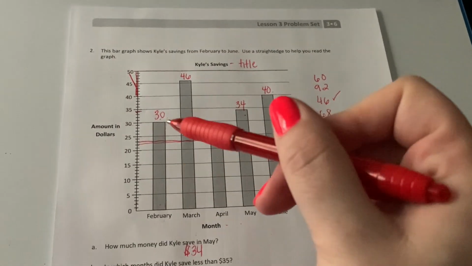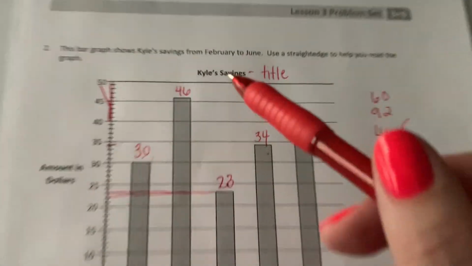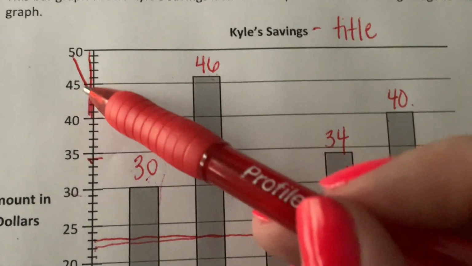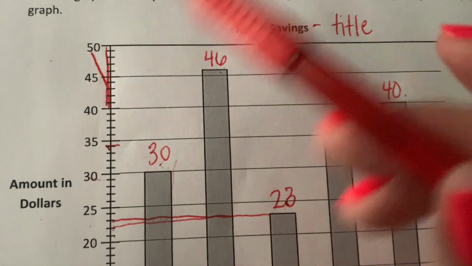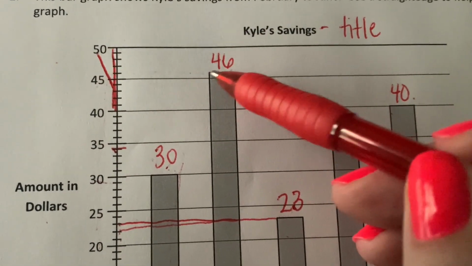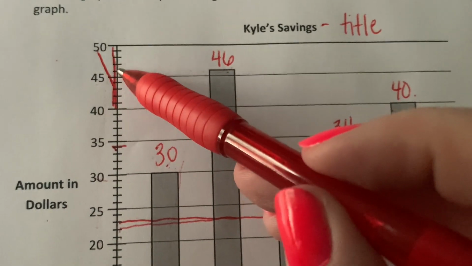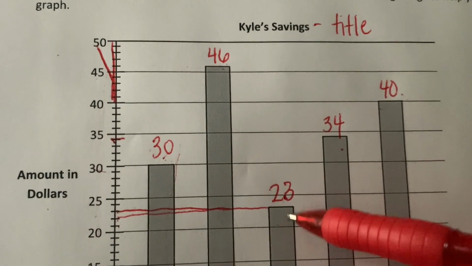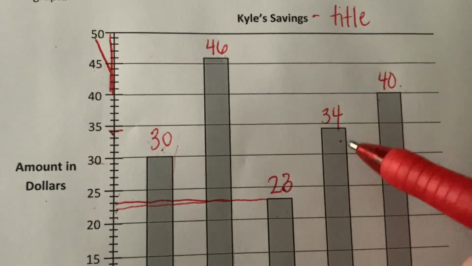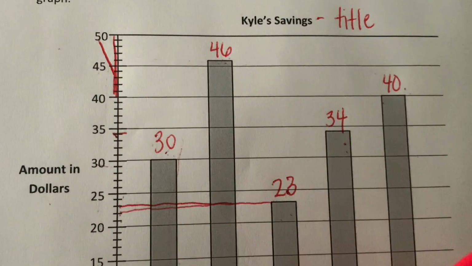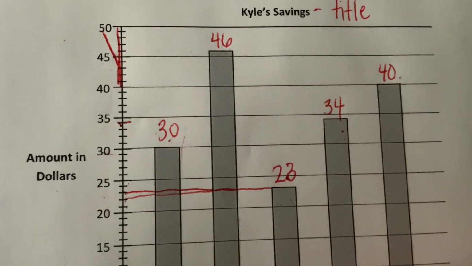Okay, so February, it went to the 30 mark. 46 was up here. I know that because this was counting by fives. This was our interval, was 5. And 46 is just one little dot above 45, okay? 23, same thing. It was 2 below 25. 34, same thing, 1 below 35. And then 40 was right at the line.